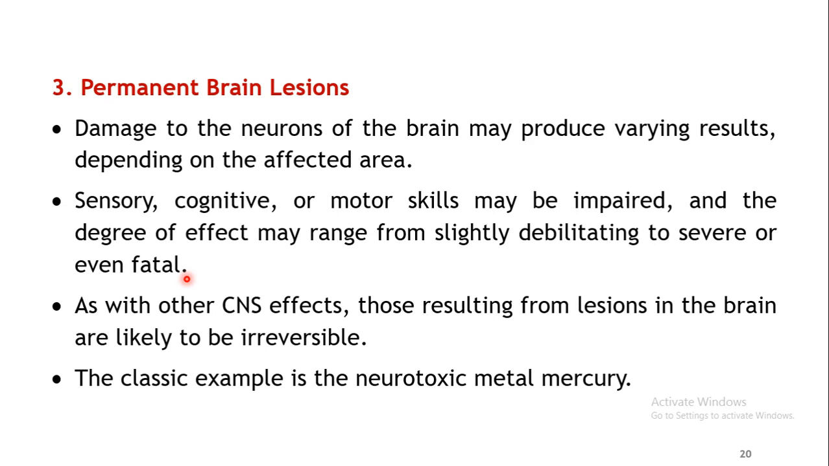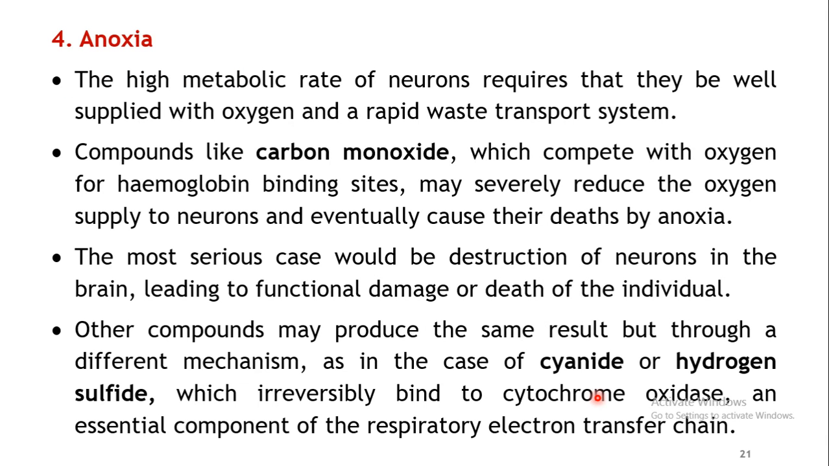So this type of damage, a permanent brain lesion, as the name implies, is an irreversible process. In the peripheral nervous system there is some chance of regeneration, which is not the case with brain lesions. If it takes place, it is mostly permanent and irreversible. The classic example which may lead to brain lesions is poisoning with the metal mercury. It may result in permanent lesions in the brain.